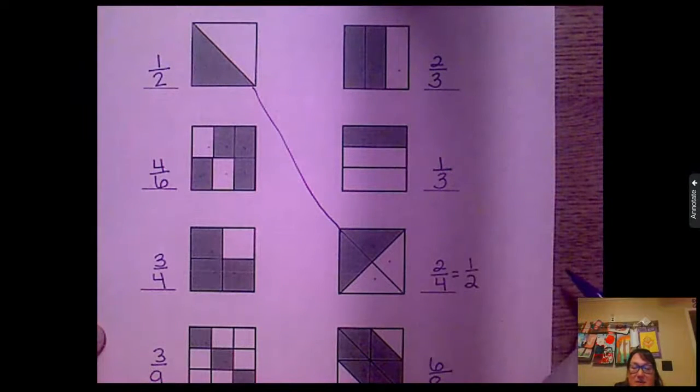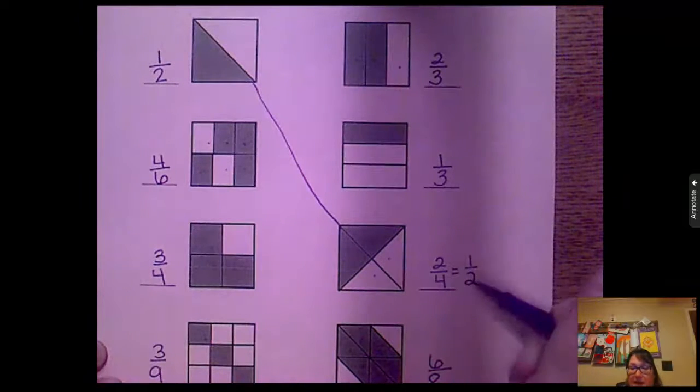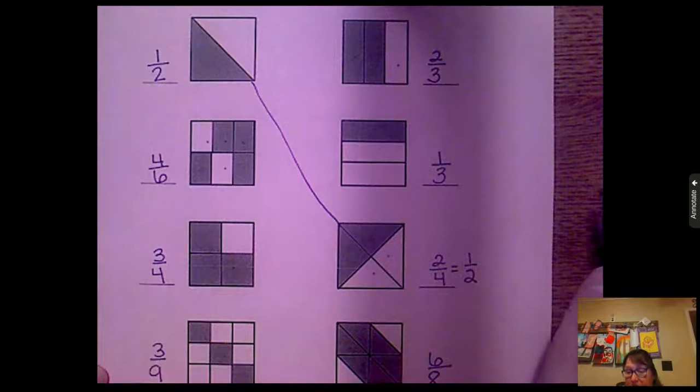Can I teach you another fun trick? So this is called the butterfly. If you have two fractions that you think are equivalent and you want to check them, you can butterfly them. So I have 2/4 and I have 1/2. So I'm going to butterfly these two fractions.